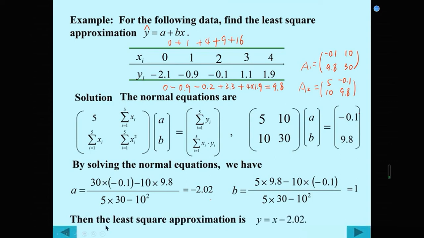Then we obtain the least square solution or the least square approximation by y hat, we use y hat here, equal to A, which is minus 2.02, plus B multiplied by X. Now B is 1, so 1 multiplied by X plus A, so minus 2.02. It's okay for you? Now you see, we obtain the least square solution, the linear function.